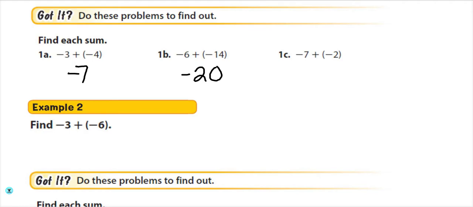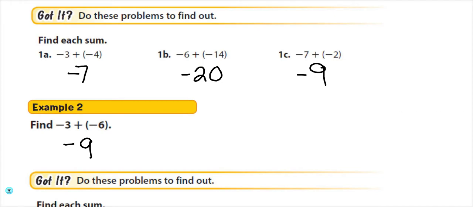All right, let's take a look at 1C. -7 plus -2. Same signs, add and keep. So add them together, 7 and 2 to make 9. Keep the sign so it's -9. All right, let's try it again. We have -3 plus -6. Same signs, add and keep. So add 3 and 6 to make 9. Keep the sign so it's -9.